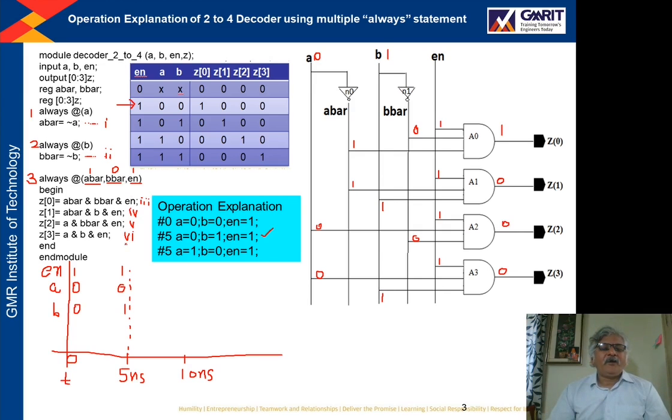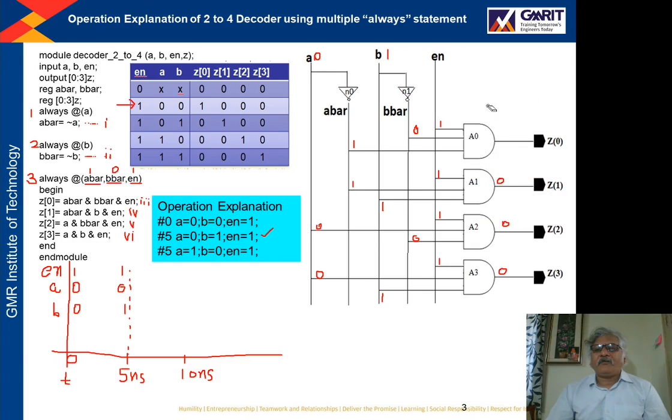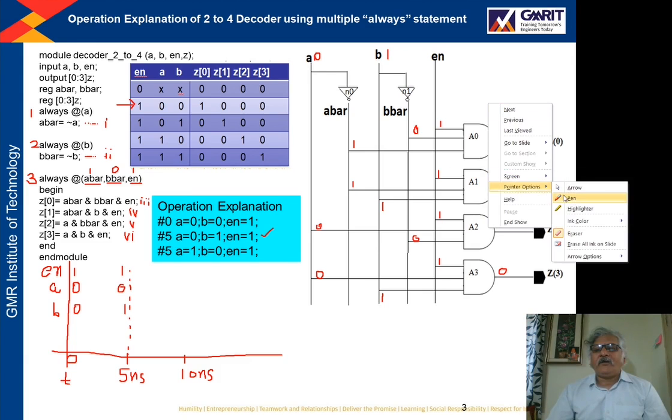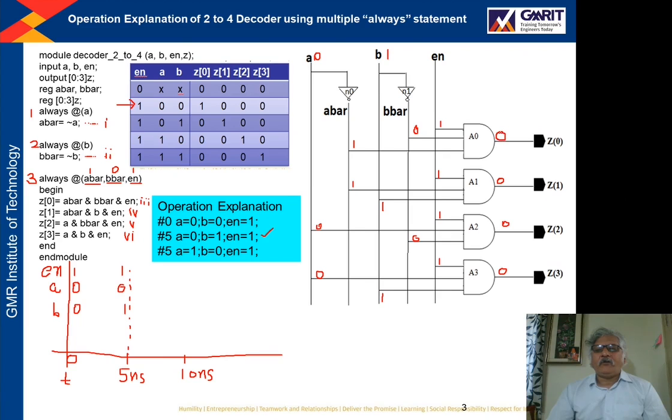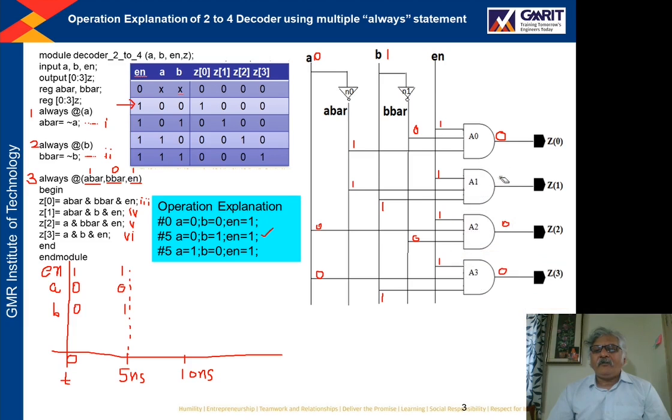All these 4 statements will be executed. So due to statement 3, a bar and b bar and enable, what it will do, this a not gate, its output will change, its output will become 0. Now statement 2, a bar and b and enable, so a1 gate, so a bar is 1, b is 1 and enable is 1. So the output of this gate will change, output of this gate will become 1.